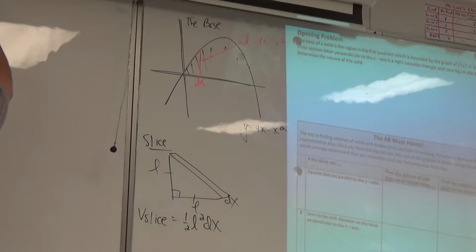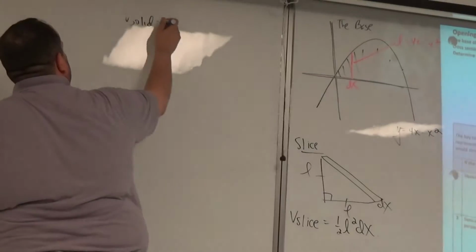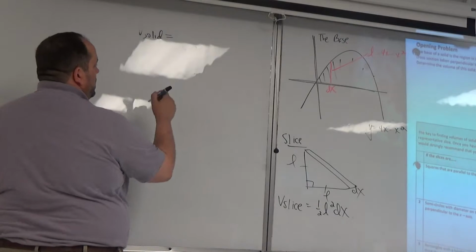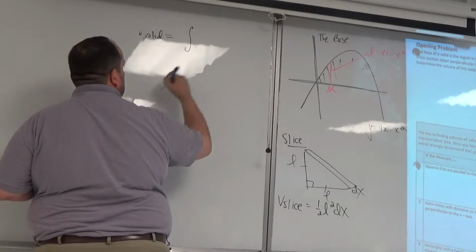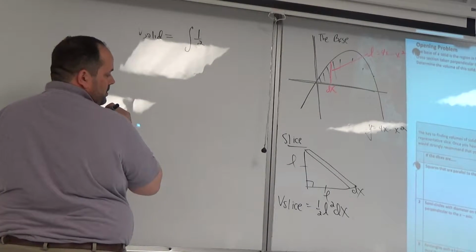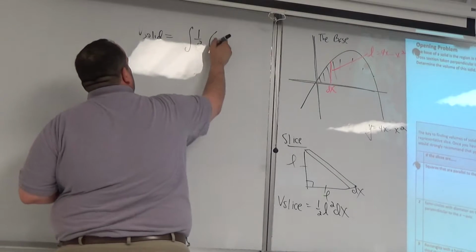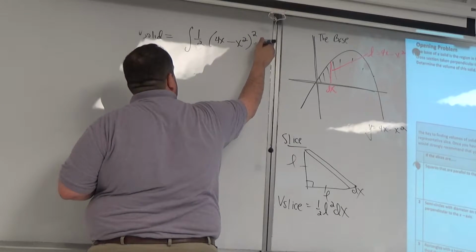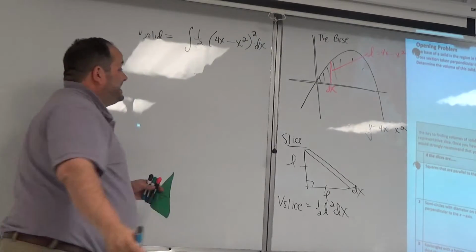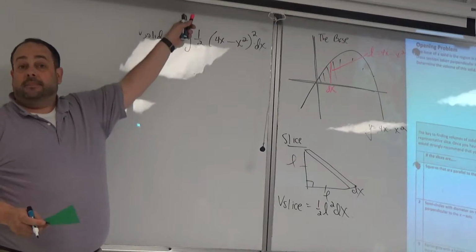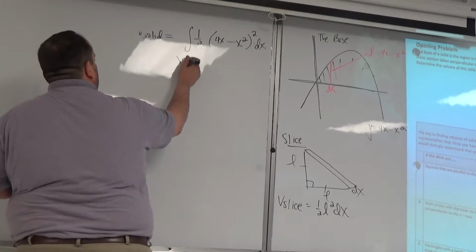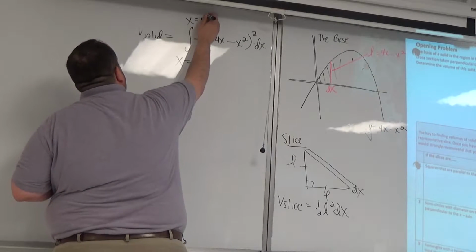What's the volume of the solid? How am I going to find it? The integral of one half times (4x minus x squared) squared dx. The last thing I need is my limits of integration. What are they going to be? 0 to 4. We're going from 0 to 4.